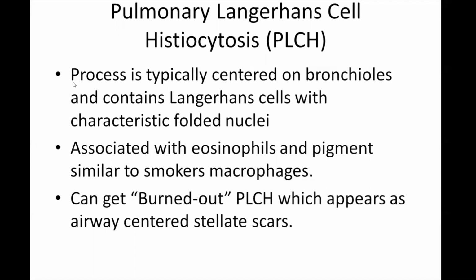In terms of histology, it's typically centered around the bronchioles that contain these Langerhans cells, and they have this characteristic folded to grooved nuclei. Eosinophils can often be associated with it, and there is a pigment that has the appearance of smokers' macrophages. An important thing is you can get burnt out pulmonary Langerhans cell histiocytosis, and this will just appear as an airway-centered stellate-appearing scar without really the characteristic Langerhans cells. If you see that in a long-standing smoker, it likely is just burnt out PLCH.